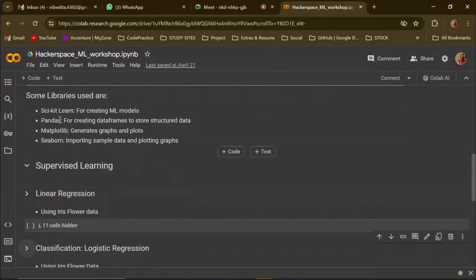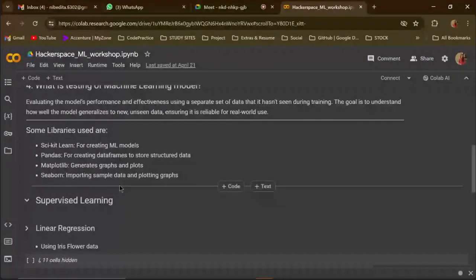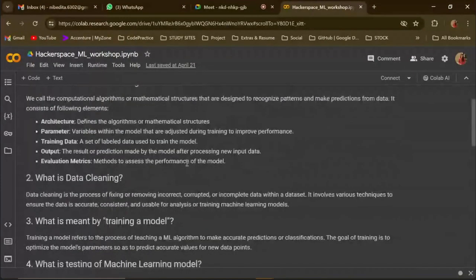Okay. Some libraries that we are going to use, machine learning libraries, are scikit-learn or sklearn, which is used for creating the machine learning models. Pandas, which is going to store the structured data, that is data frames. Matplotlib is used to generate graphs and plots. Seaborn is used to import some sample data and do some plotting of graphs. Okay. So any doubt, any questions in this part?